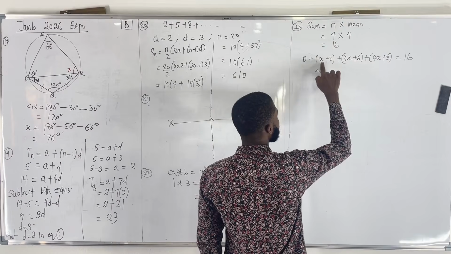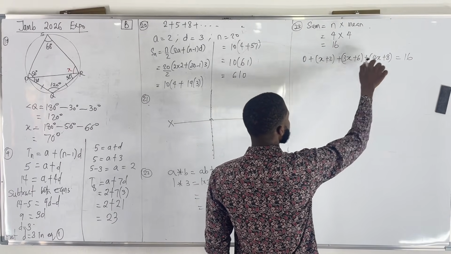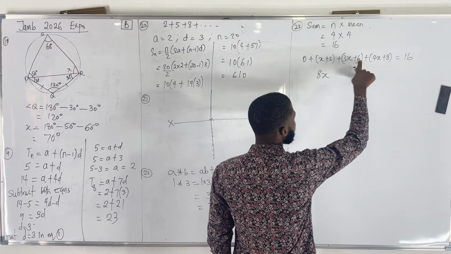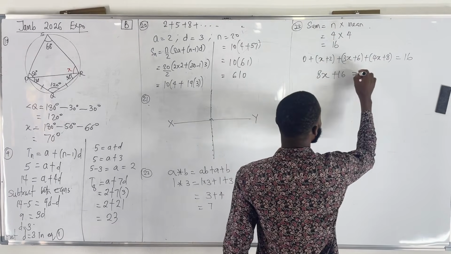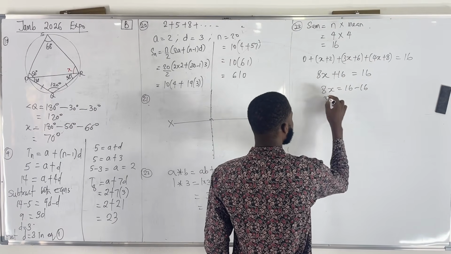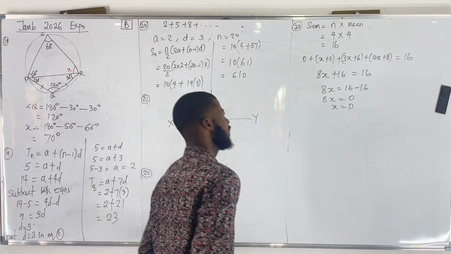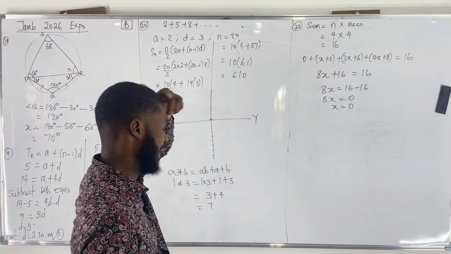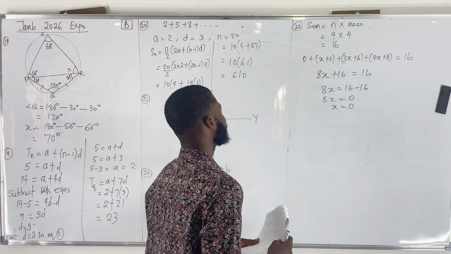Now let's just say x plus 3x is 4x, 4x plus 4x is 8x. And then 2 plus 6 is 8, 8 plus 8 is 16. Equal to 16. So this will be 8x equals 16 minus 16. So 8x is equal to 0. Definitely x will then be 0. That's weird. Okay. So the answer for that is going to be 0.